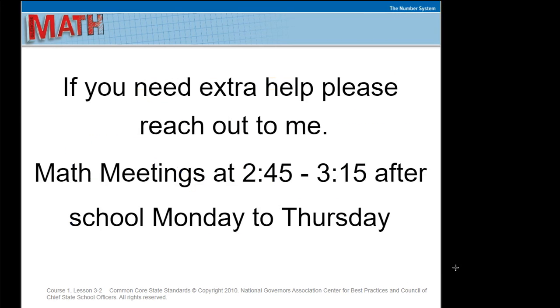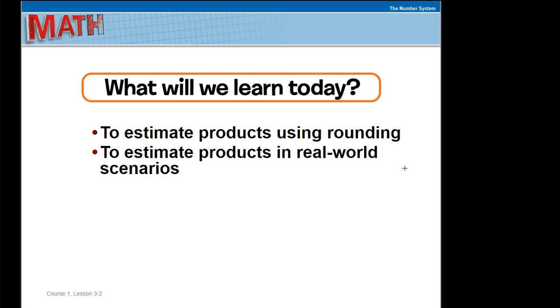Okay, so we are going to be learning about estimating today. Just a quick heads up, if anyone needs extra help, please reach out to me. We will have math meetings at 2:45 to 3:15 after school, Monday to Thursday. Alright, so we will be learning about how to estimate products using rounding and using real world scenarios.